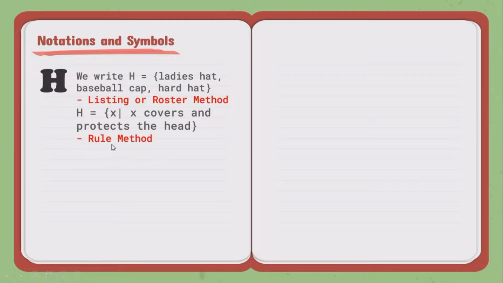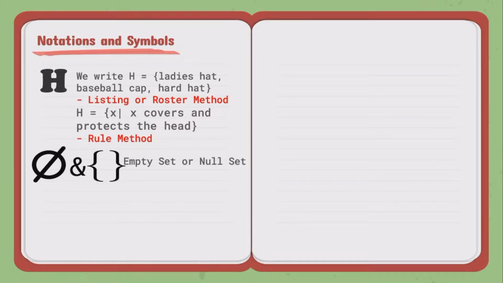And the rule method is just like this: the phrase describing the elements, that is, covers and protects the head. So, that is how we write a set. And this one is the symbol for the empty set or null set. For example, we have M = {x | x is a month containing 32 days}. Do we have months that contain 32 days? There is none. So, our set is a null set, and we represent it like this.